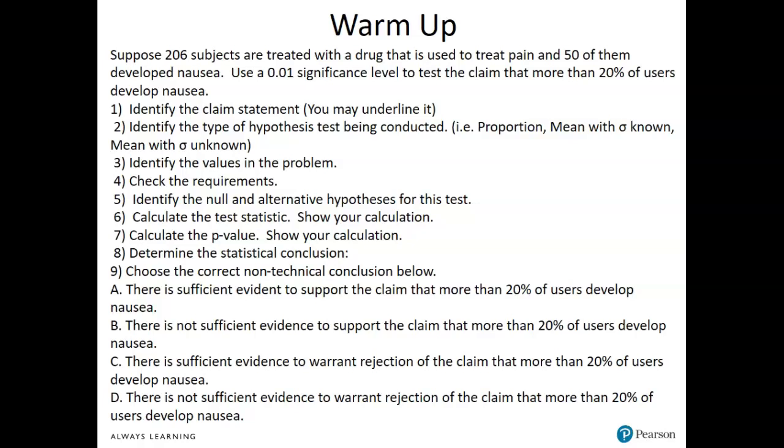So I have a warm-up here for you to do that involves the hypothesis testing for proportions. So I'd like to give you some time to pause this and then work through it and check your answers on the next slide here. So go ahead and try this.